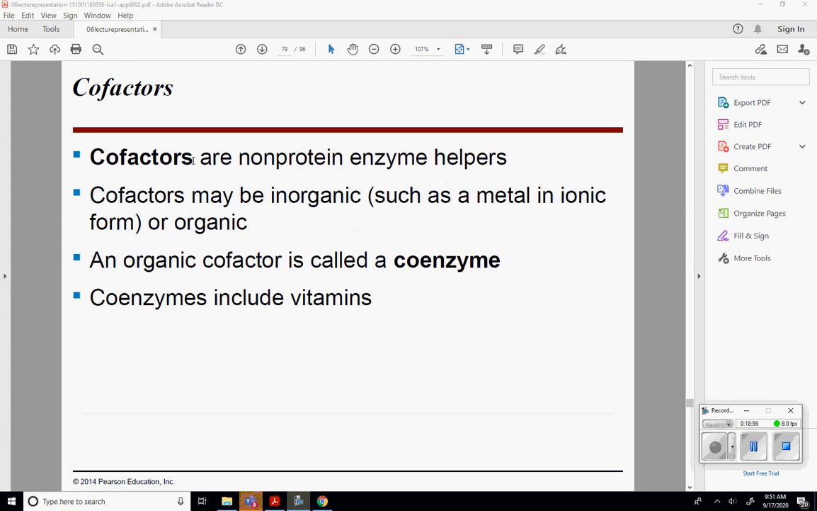Let's get this down in our notes. Cofactors are non-protein enzyme helpers. Cofactors may be inorganic, such as metal in ionic form, or organic. A coenzyme is an organic cofactor. Coenzymes include vitamins. So this is why vitamins are so important to help you with your digestion. They're not enzymes, because again, it says non-protein enzyme helpers. So they help the enzyme. They're not an enzyme.